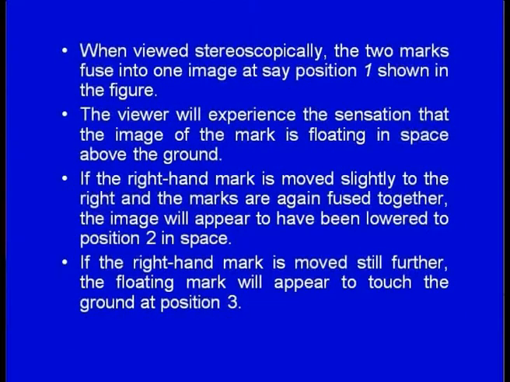When viewed stereoscopically, the 2 marks fuse into one image, say at position 1 shown in the figure. The viewer will experience the sensation that the image of the mark is floating in space above the ground. If the right hand mark is moved slightly to the right and the marks again fused together, the image will appear to have been lowered to position 2 in the space. If the right hand mark is moved still further, the floating mark will appear to touch the ground at position 3.